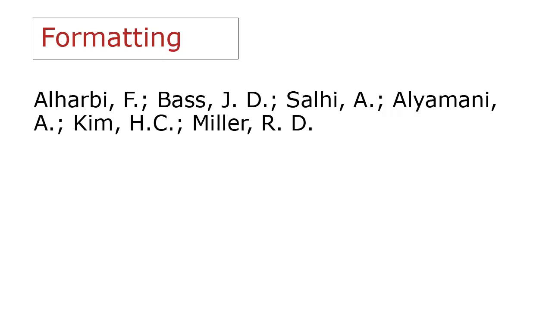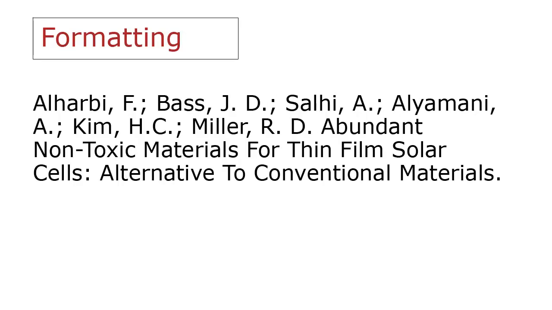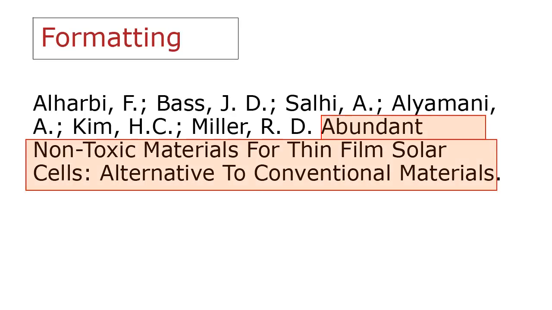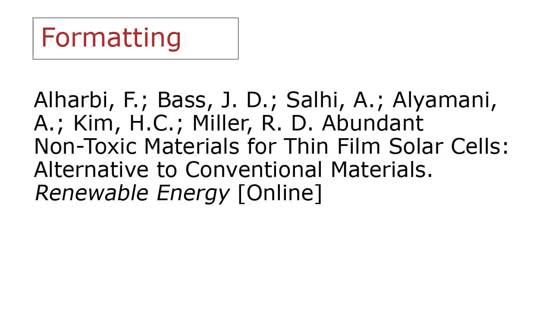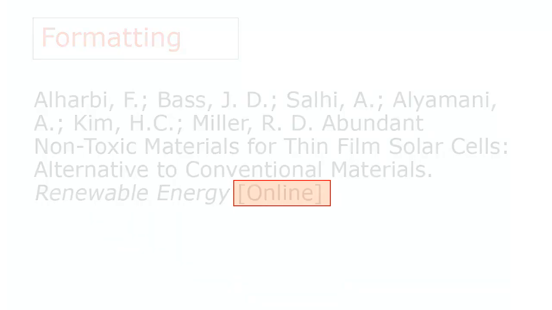First, list all the authors, last name first, followed by their initials with a period after each initial. Separate each of the authors with a semicolon. After the authors, put the title of the article, with each word in capital letter and a period at the end of the title. After the title, list the name of the journal that the article was published in. It should be in italics, with each word capitalized. If the journal is online, put online in square brackets after the title, and this time don't use a period.